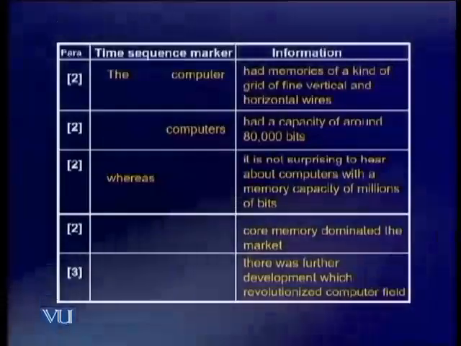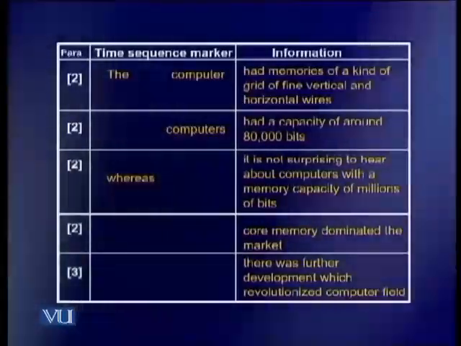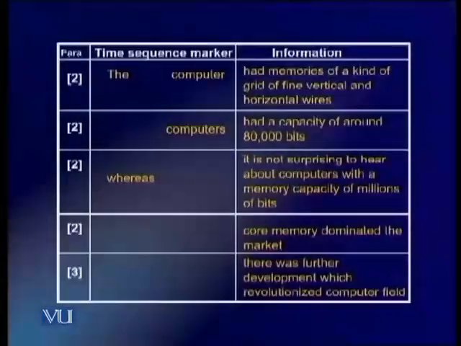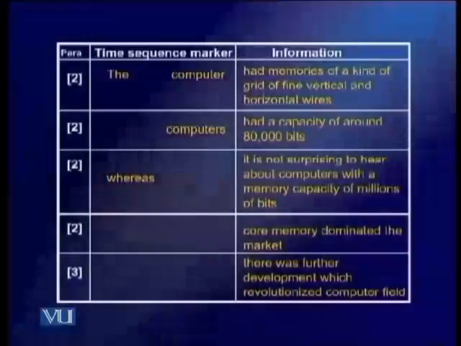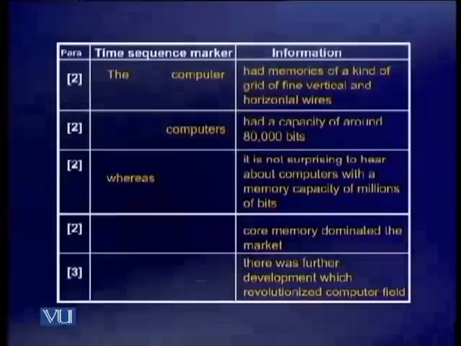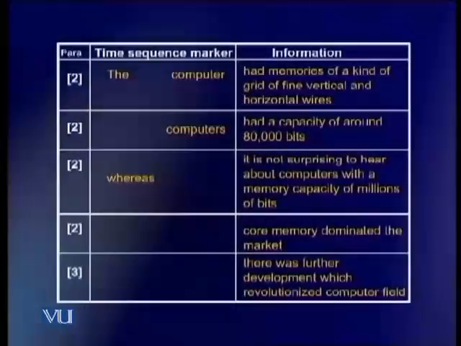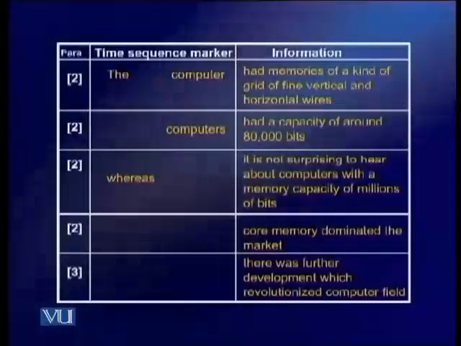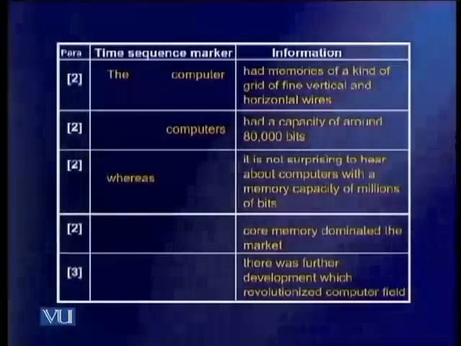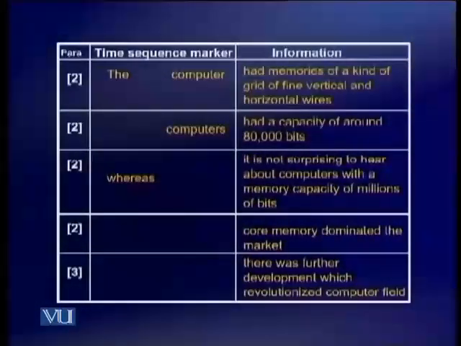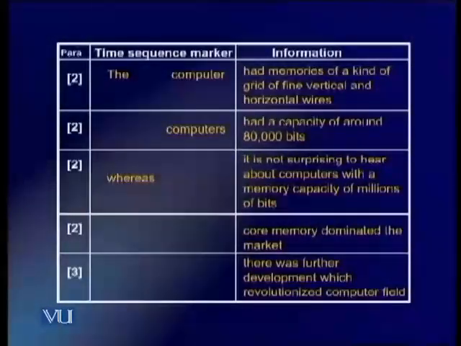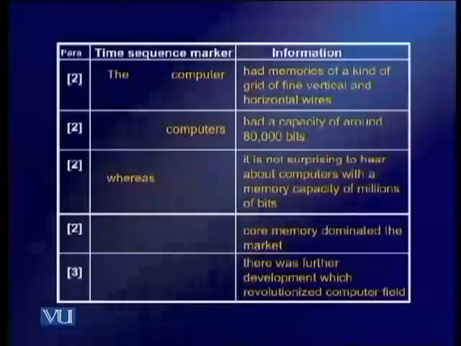Number one, under time sequence marker, you have the words the, and there's a gap, and the word computer. And the information is had memories of a kind of grid of fine vertical and horizontal wires. You are already given the words the computer. It has to be the first computer. The time marker is the word first. And this information you can locate in paragraph 2.